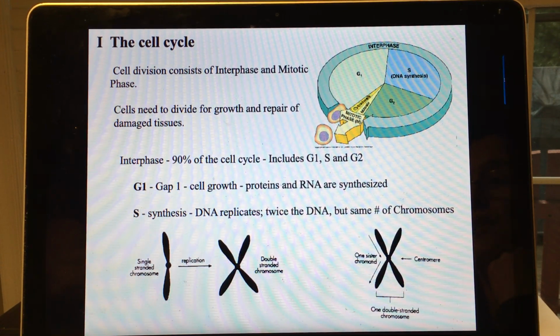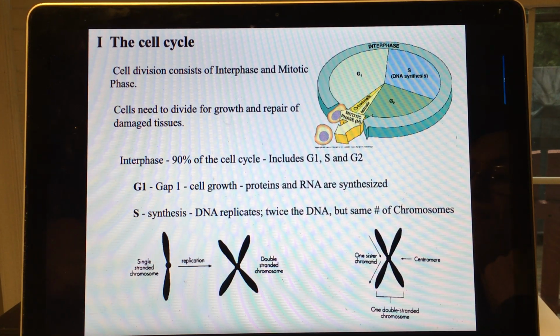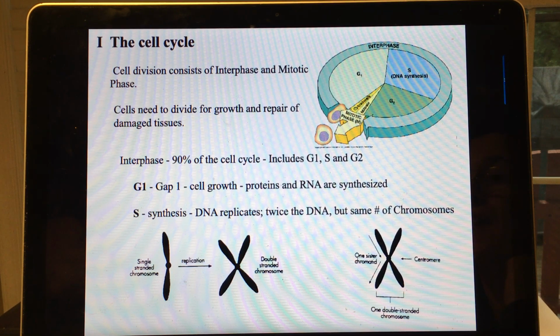G1, S, and G2. 90% of the time that a cell is alive, it's in interphase. The first phase is called gap 1, and during gap 1, the cell grows and RNA and proteins are synthesized. Which proteins are synthesized depends on the type of the cell. So going back to first semester, if we were talking about the beta cells in the pancreas, we know they make insulin. So they'd be making insulin during G1.